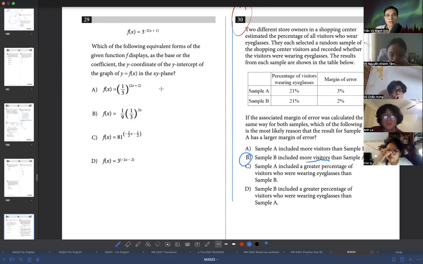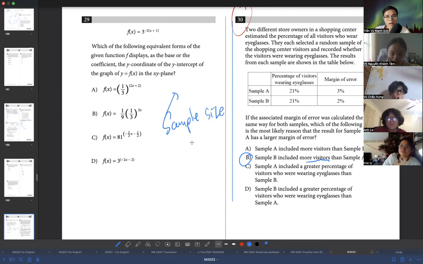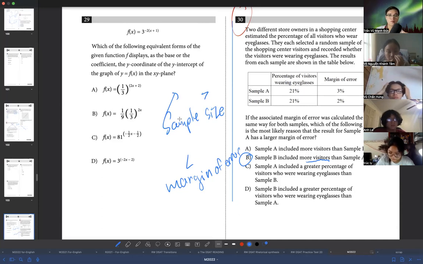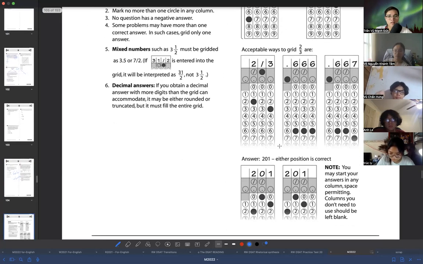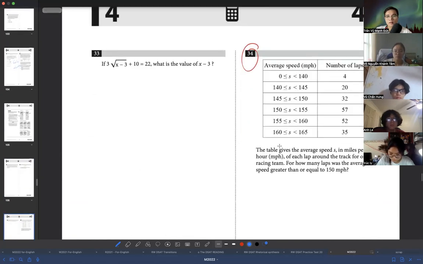Exactly. So the margin of error is inversely proportional to the sample size. If you have a bigger sample size, you're going to have a smaller margin of error, and vice versa. So this is a directly proportionate kind of relationship, right? Very good. B.